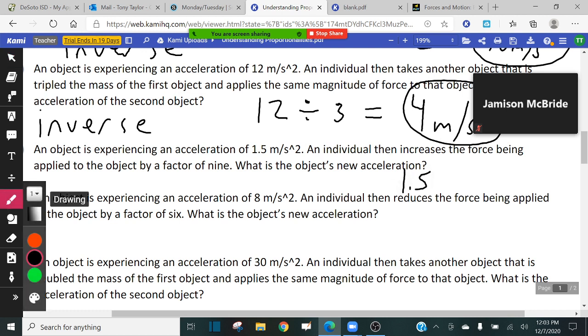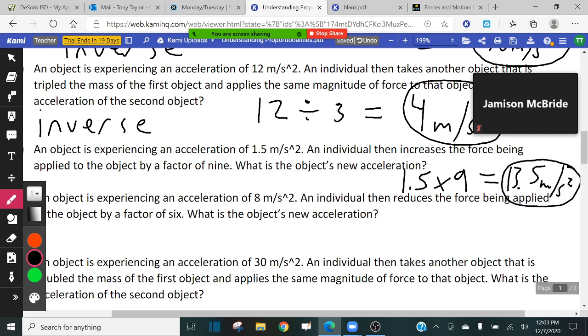So number 9: 1.5 times 9 gives me 13.5 meters per second squared for my acceleration. Please be sure you include your units.